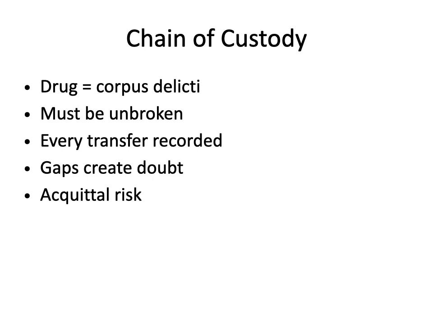In drug cases, the drug itself is the corpus delicti, the very body of the crime. The prosecution must prove that the drug presented in court is the exact same drug seized. This is done through the chain of custody, which starts with seizure, marking, storage, transfer, laboratory testing, and court presentation. If any link is broken, reasonable doubt arises, and the accused must be acquitted. Reality check. Most acquittals in drug cases happen because of broken chain of custody.